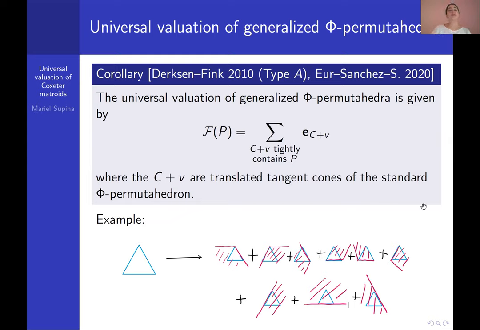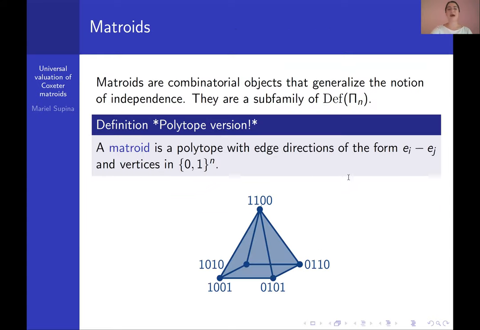So this answers the question for generalized Coxeter permutahedra, but in my title I said I would talk about Coxeter matroids. I haven't said the word matroid yet, so I need to talk about matroids now. So we're going to shift gears back to just type A and the symmetric group. And let's talk about matroids.